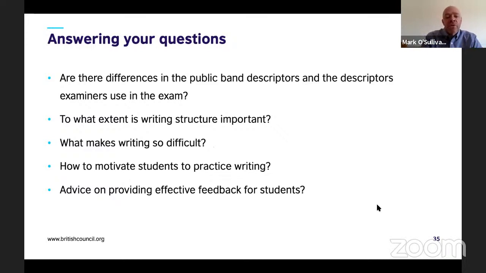And that comes on to the advice. How do you provide effective feedback for students? The public band descriptors are your best resource in helping you understand where you want to pitch your students' scoring or feedback. Rather than saying, I didn't like the idea or it could be better, you're able to specifically target certain points or ideas. So that's why we'd highly encourage you to use the public band descriptors.